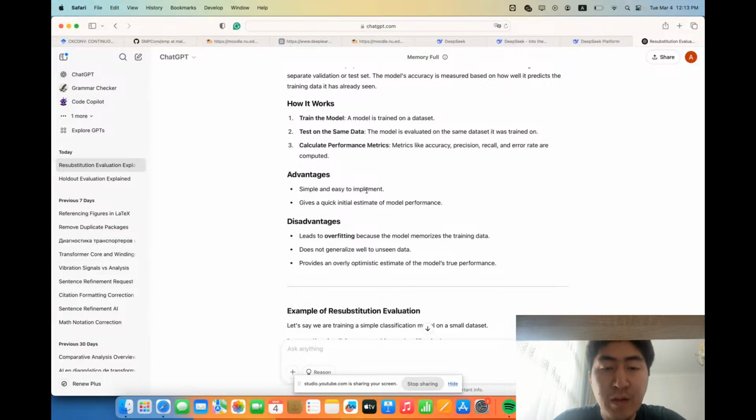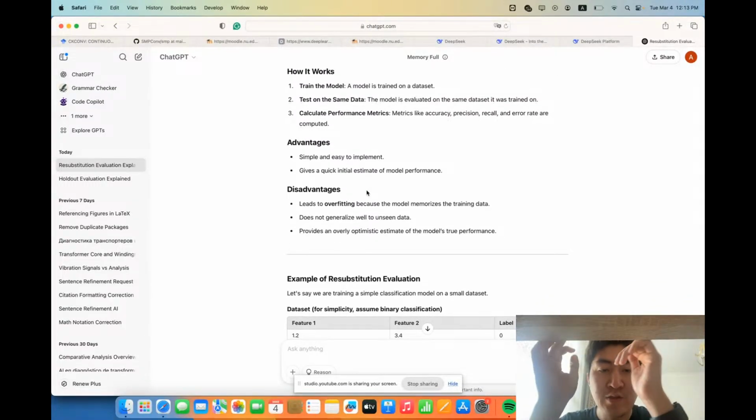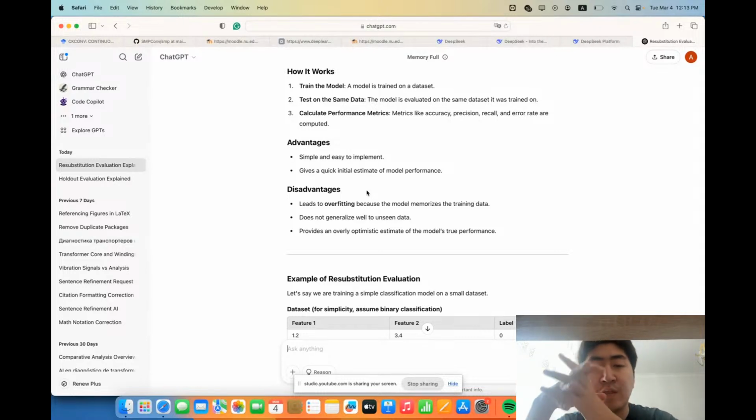It's simple and easy to implement and gives a quick initial estimate of the performance. This is the advantages. However, what about the disadvantages? It leads to overfitting because the model memorizes the training data, does not generalize well on unseen data, and provides an overly optimistic estimate of the model's true performance.